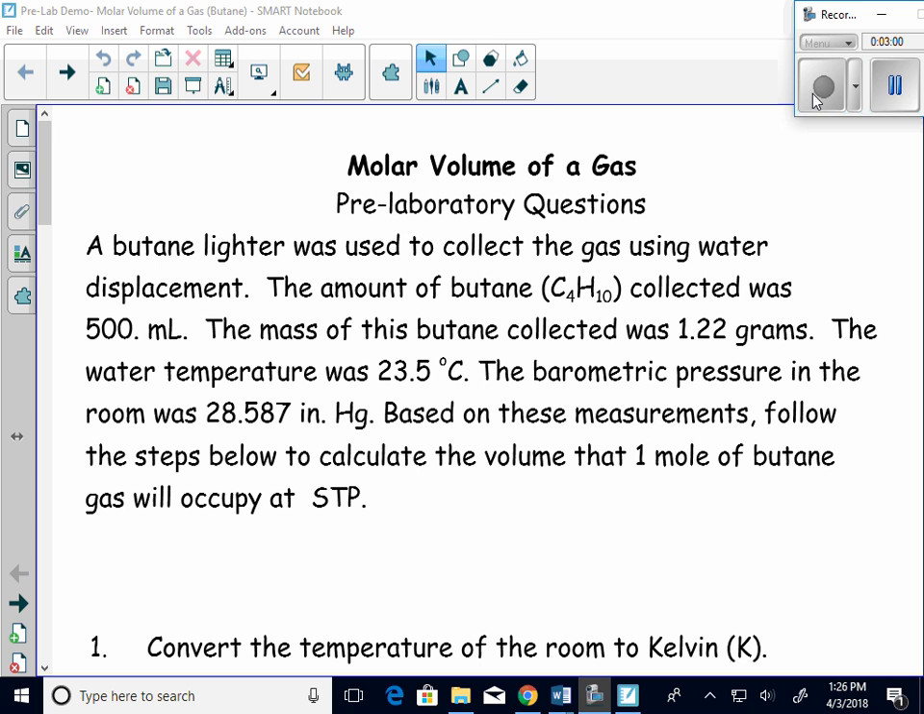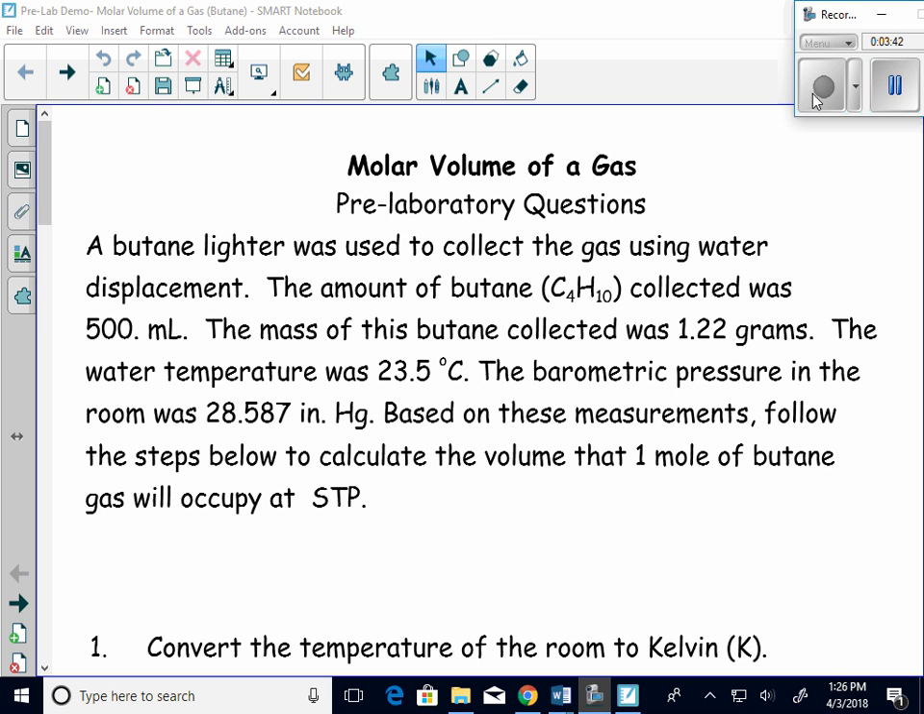So what we're going to do, this period and a little bit into next period, is an old lab that I used to do in here. It's given right up here, on the next page. A butane lighter was used to collect the gas using water displacement. The amount of butane, which is C4H10, collected was 500 milliliters, based on water displacement.